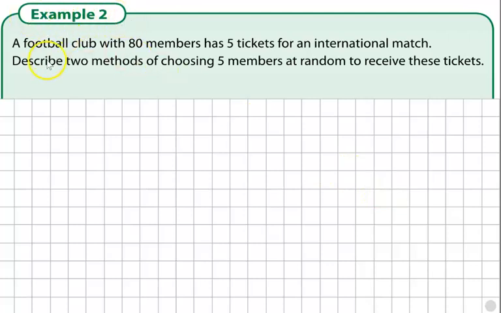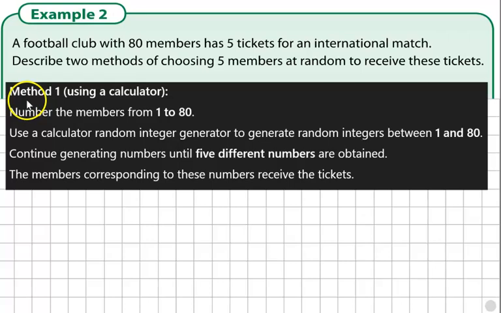Example 2. A football club with 80 members has 5 tickets for an international match. Describe 2 methods of choosing 5 members at random to receive these tickets. Method 1, using a calculator. Number the members from 1 to 80. Use a calculator random integer generator to generate random integers between 1 and 80. Continue generating numbers until 5 different numbers are obtained. The members corresponding to these numbers receive the tickets.